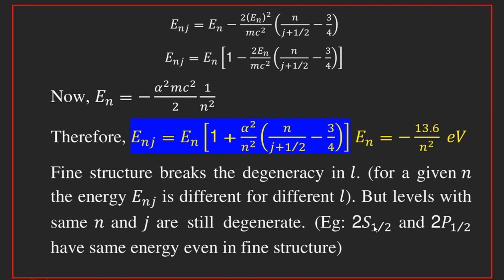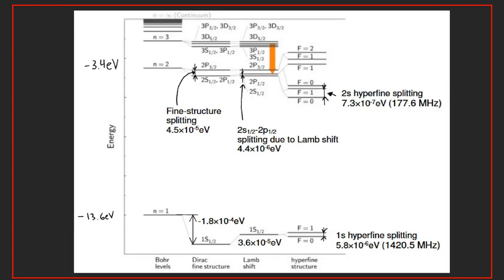For example, 2s1/2. 2 is the principal quantum number and 1/2 is the total angular momentum quantum number. 2s1/2 and 2p1/2 both have the same energy even in the fine structure, but they will be different if we consider the hyperfine structure and Lamb shift. So the fine structure also keeps some energy levels still degenerate. The degeneracy is not fully broken in the fine structure levels.